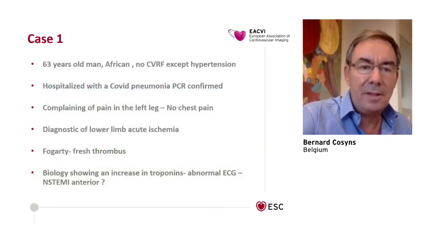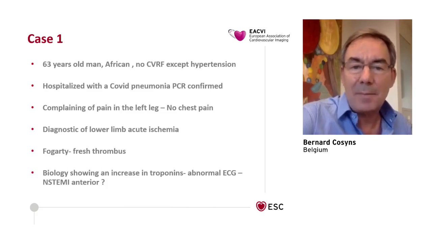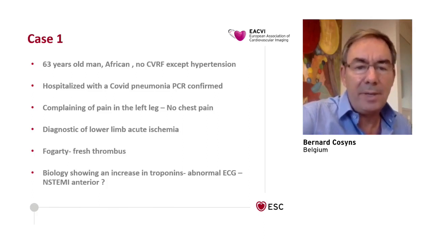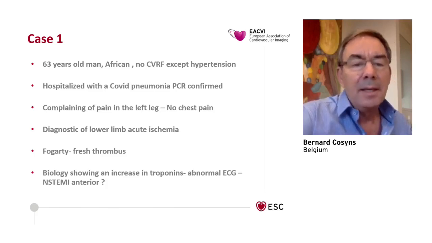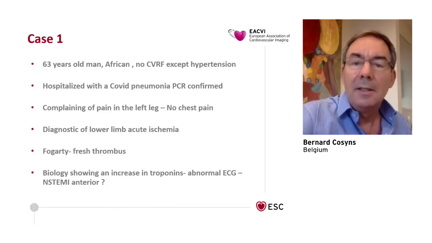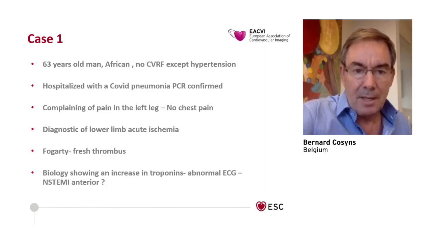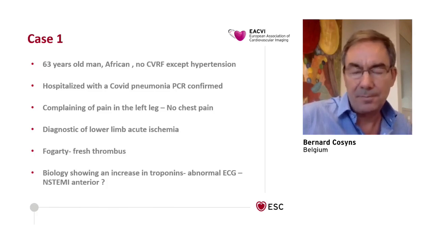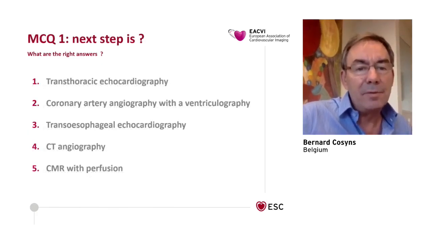It's a case of a 63-year-old man of African origin. He has no cardiovascular risk factors except hypertension. He was hospitalized with a severe COVID pneumonia, which was confirmed by PCR. This patient was critically ill and complaining of pain in the left leg. He had no chest pain. We made the diagnosis of lower limb acute ischemia. Therefore the patient underwent Fogarty, demonstrating a fresh thrombus. However, the patient was also presenting with an increase in the troponins and an abnormal ECG compatible with an anterior non-STEMI. And this brings me to the first MCQ.